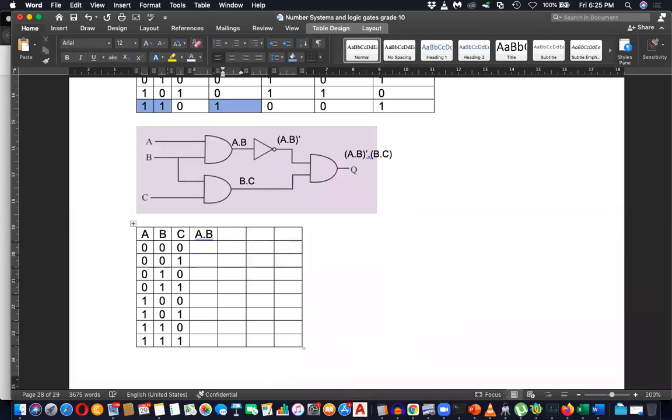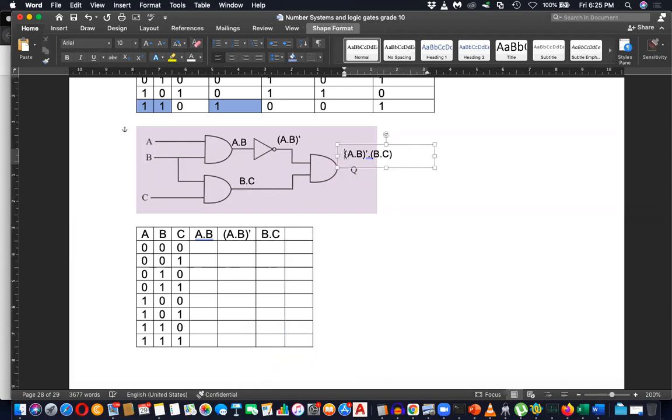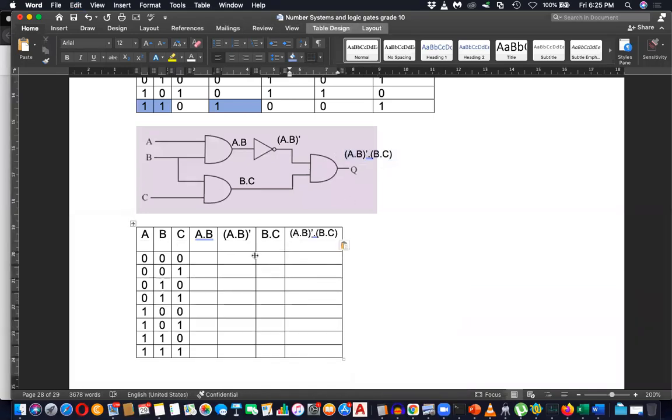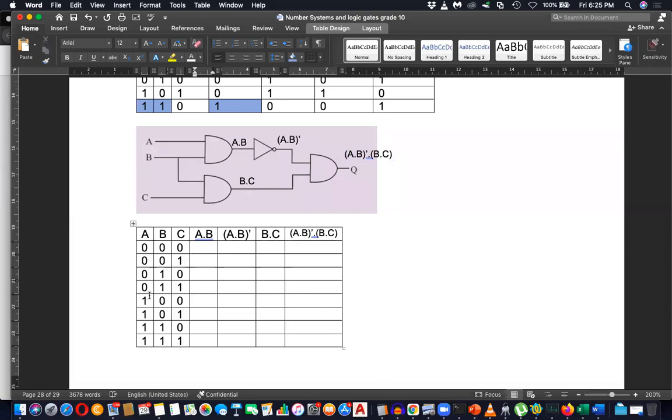You have A and B, and A and B not, everything. Then B and C. Then the final expression. Okay, let's write. A and B, both A and B are 1 here, and here 2. All other 0. A and B 1, here A and B 1. A and B not will be the reverse of this.